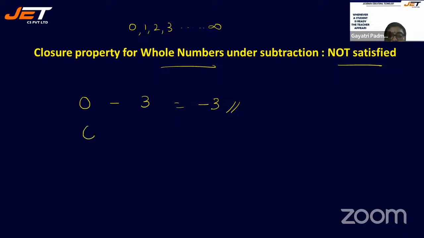Another example, 0 and say 5. We are subtracting 0 minus 5, which is going to give me minus 5. Again, minus 5 is not a whole number. Therefore, we say that it is not satisfied. So we can say that the closure property for whole numbers under subtraction is not satisfied, which means that your resultant figure may not be a whole number.